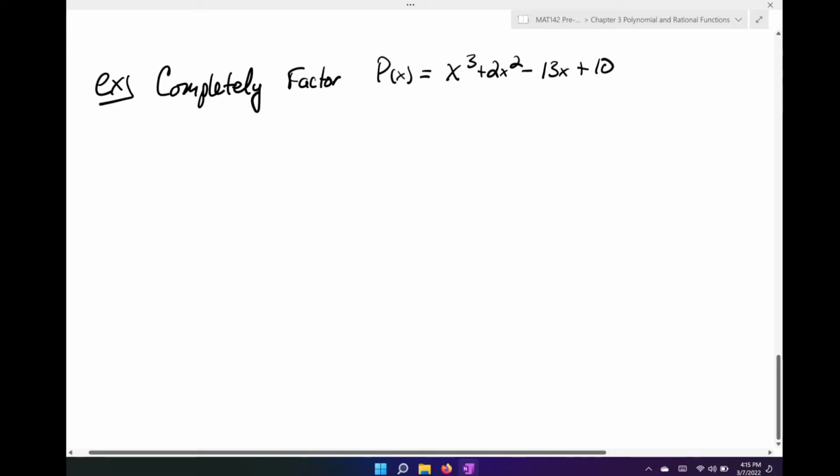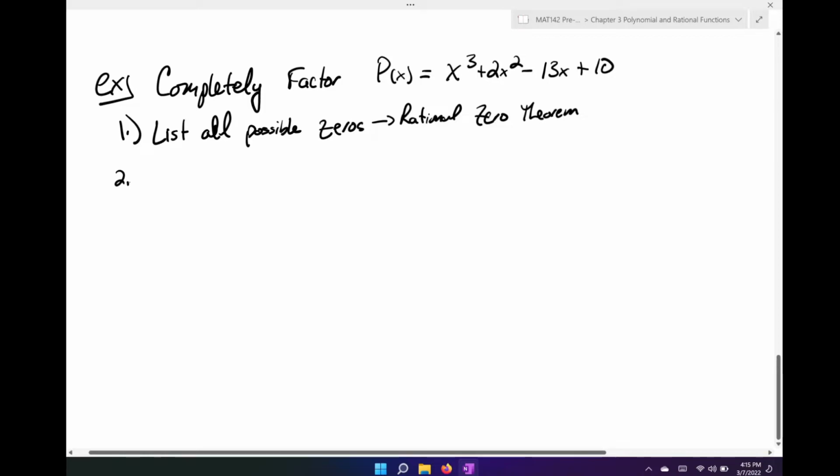So completely factor, p of x equals x to the third plus 2x squared minus 13x plus 10. Now we do have a nice technique that we can rely on. Your book kind of goes over this, but it kind of skips something, which I think is really important. So I'm going to write it out. First, list all possible zeros. That is the rational zero theorem.